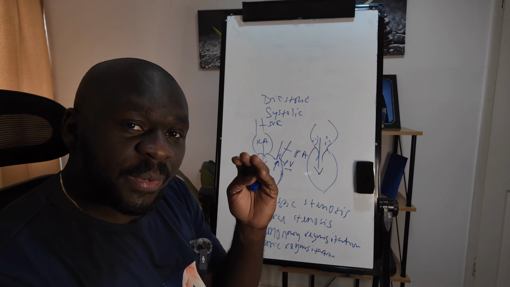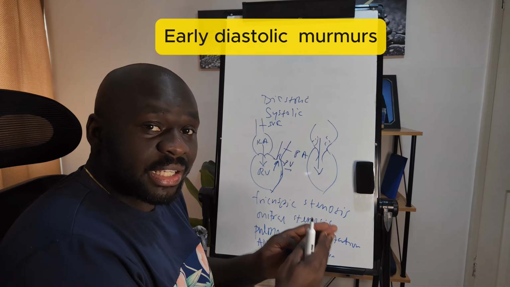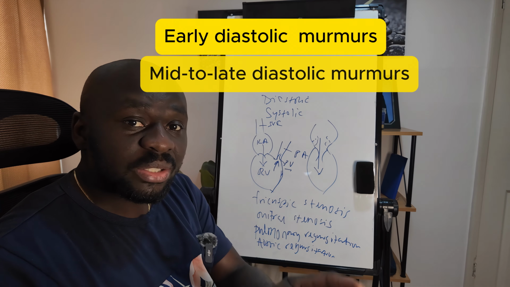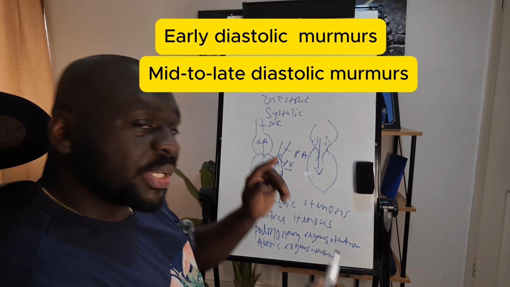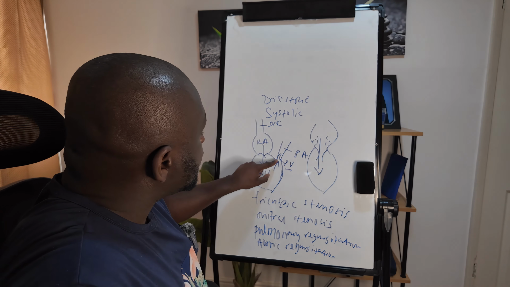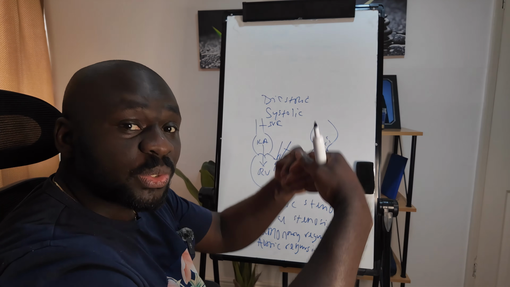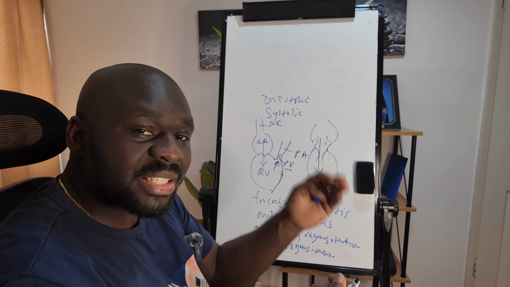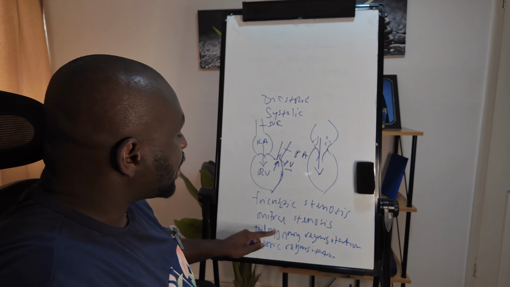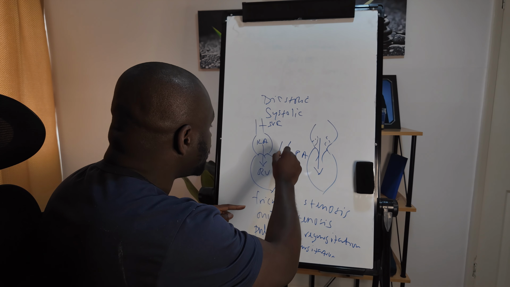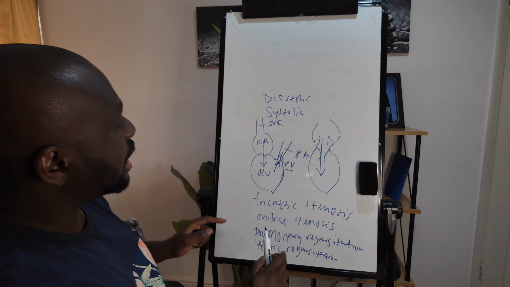Now that brings us to classifying diastolic murmurs into early diastolic murmurs and mid to late diastolic murmurs. That's the classification of diastolic murmurs. The beginning of diastole is when the pulmonary or aortic valve closes at the end of systole. So if you have a pulmonary regurgitation or an aortic regurgitation where blood leaks backwards, you will have an early diastolic murmur.